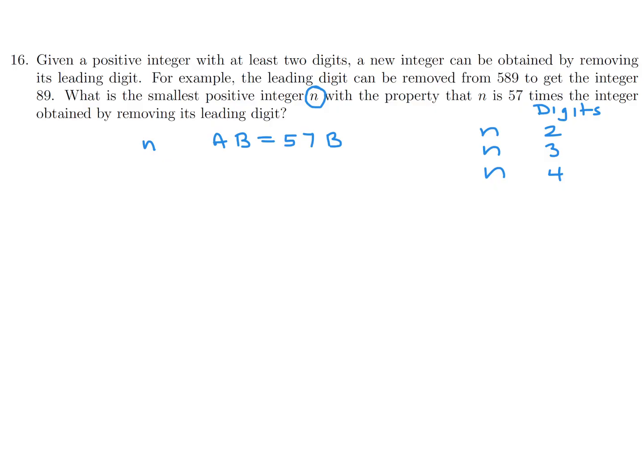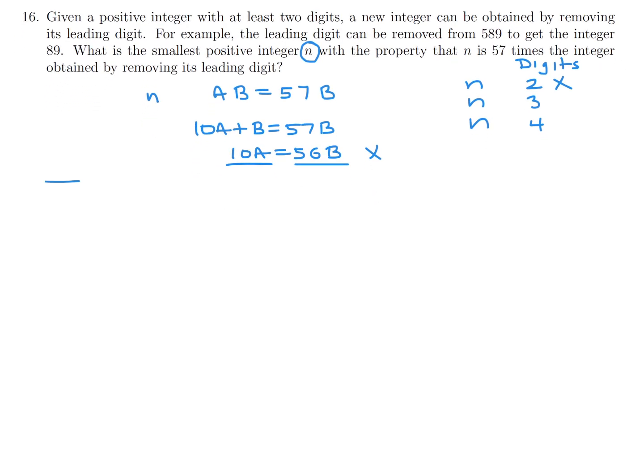Is that right? Yeah. So if you expand this, it's 10A plus B is 57B. Therefore, 10A is equal to 56B. And since A and B are digits, I don't think this works. Because this side is always going to be divisible by 10, and this side is not divisible by 10. And B is a digit from 0 to 9, so that fails. So it obviously can't be a 2-digit number. So let's try a 3-digit number. Hopefully it'll be 3 digits.